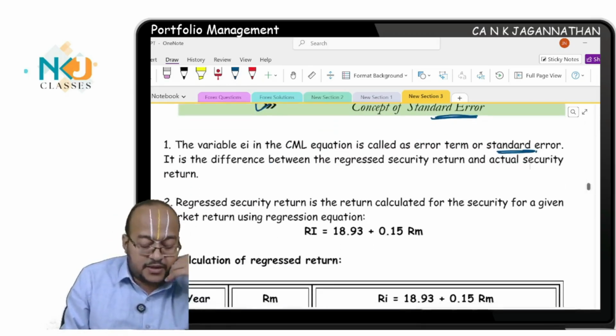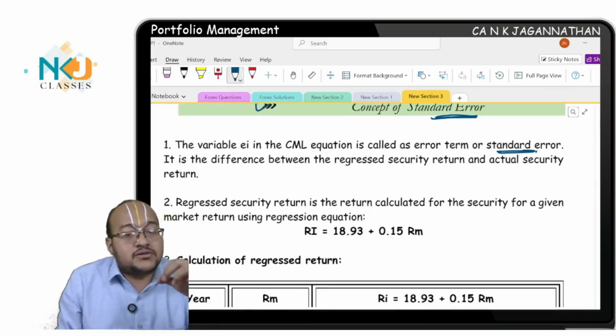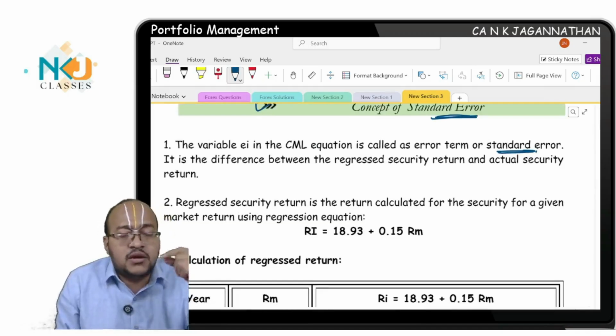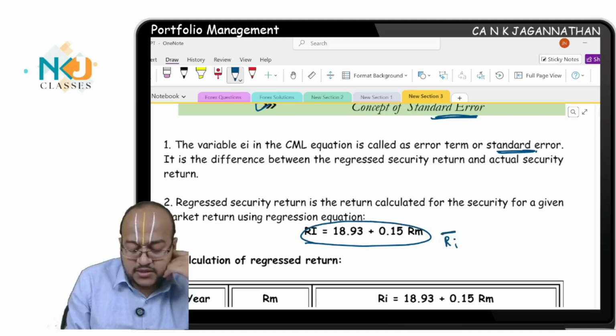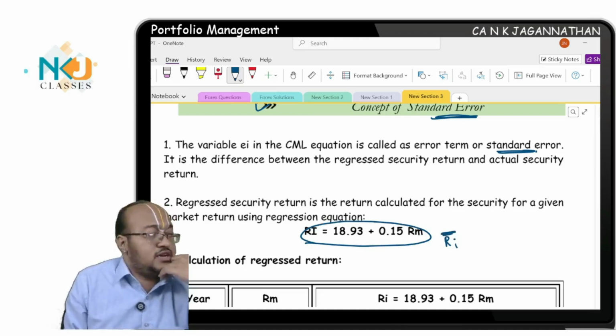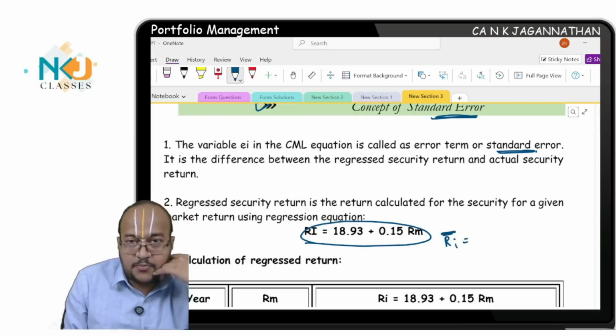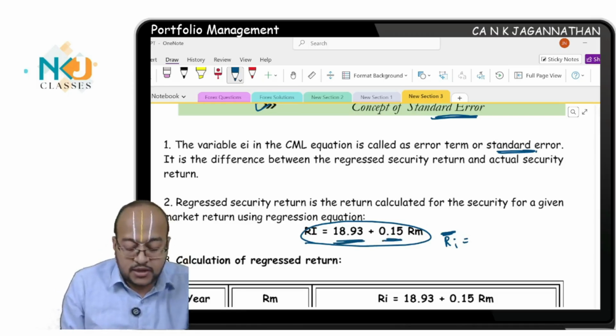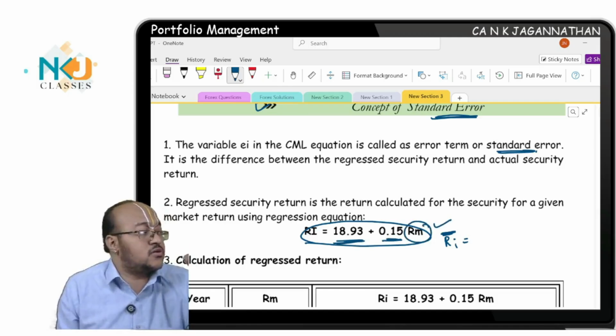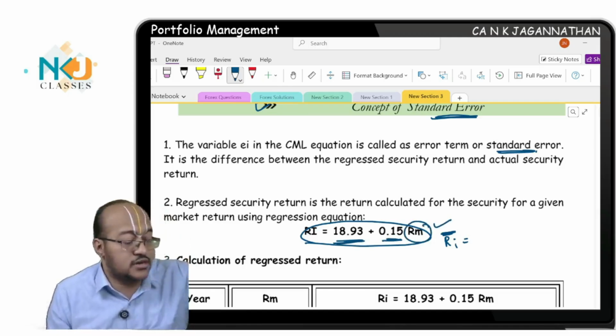I'll try to explain what we mean by the regressed return first. How to compute the regressed return? We compute it using a formula. Very simple. Return of the security bar, which means the regressed return, I use this bar, the average return, is equal to alpha plus beta into RM. 18.93 we found out as the alpha there. Beta 0.15 also we found out. Just replace with the respective year's return of the market, and you will get the regressed return.